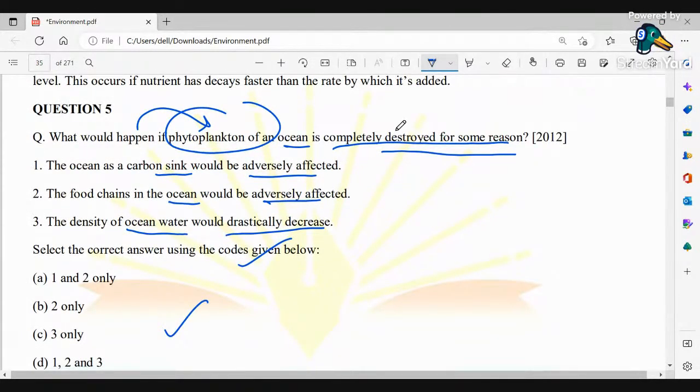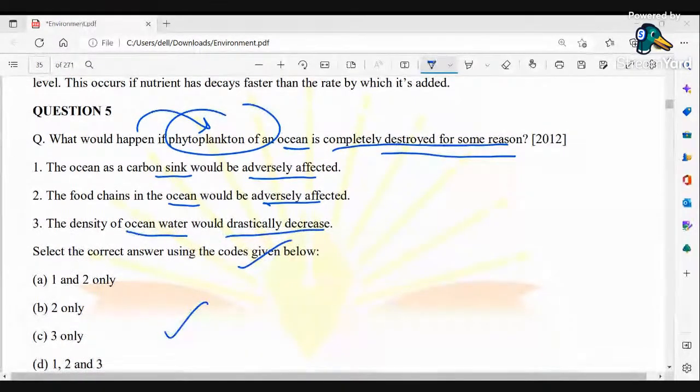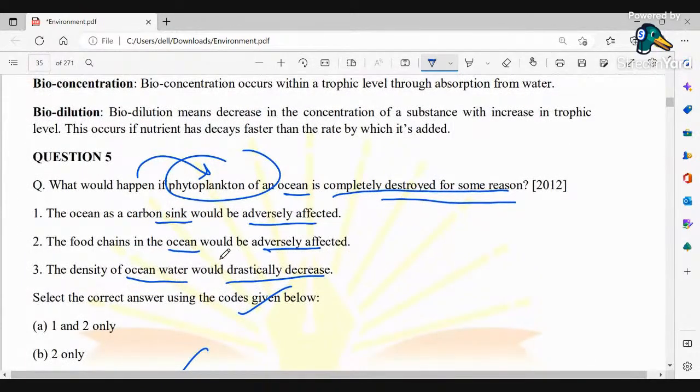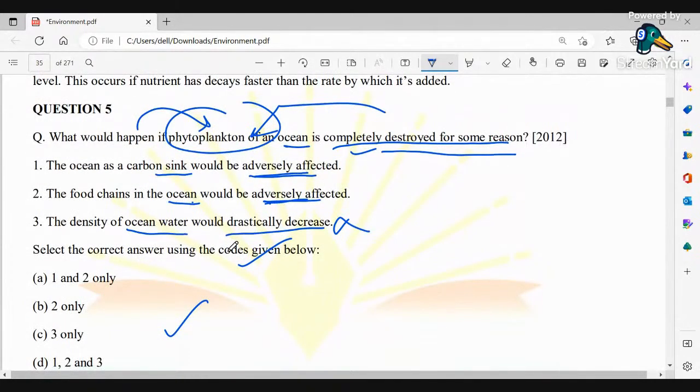Anyone with the correct answer of question number 5? 5B. Okay. 2 only. Fine. Any other? Okay. So here the correct option is A, that is 1 and 2 only. Therefore, the ocean as a carbon sink would be adversely affected and the food chain in the ocean would be adversely affected. So the density has got no relation with respect to these phytoplanktons. Okay. So therefore, here the answer to the question is 1 and 2 only.